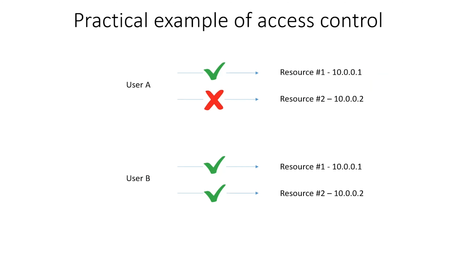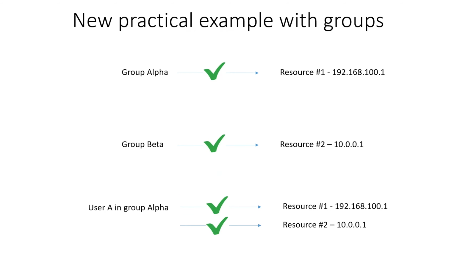And that's it. Now the practical example of access control has been implemented. On the global level, we have granted access to 10.0.0.1 to all users and groups on the access server, and only user B has access to 10.0.0.2. Let's do one more practical example that involves groups.